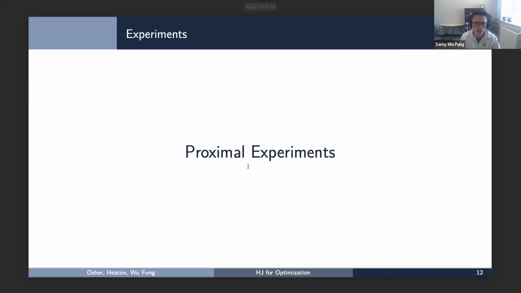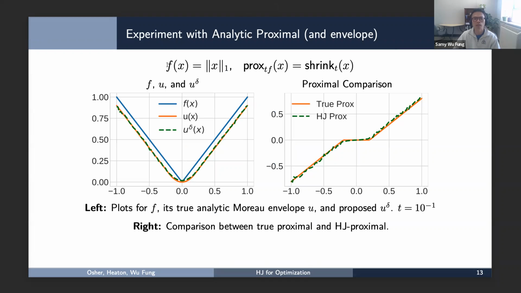So let's look at some experiments. The very first thing we're going to do is something very straightforward, essentially a sanity check. There are some functions for which we know the analytic proximal formulas. In particular, if I take f to be the L1 norm, I know that the proximal of this function is just the shrink operator, the soft thresholding operator.